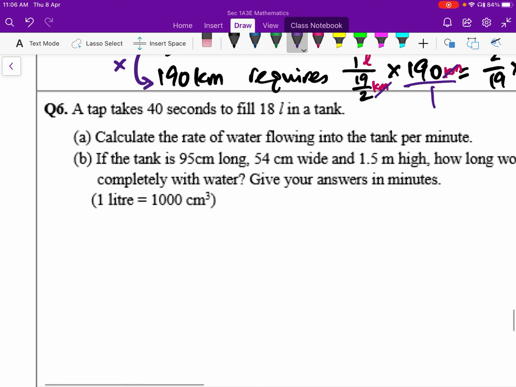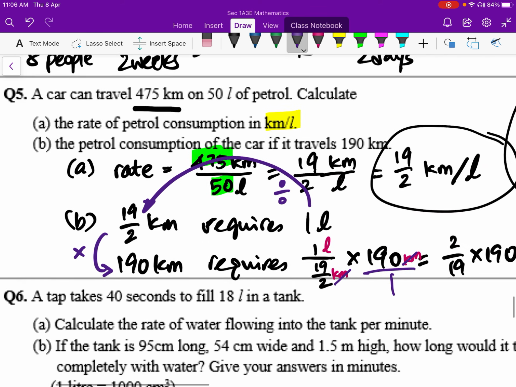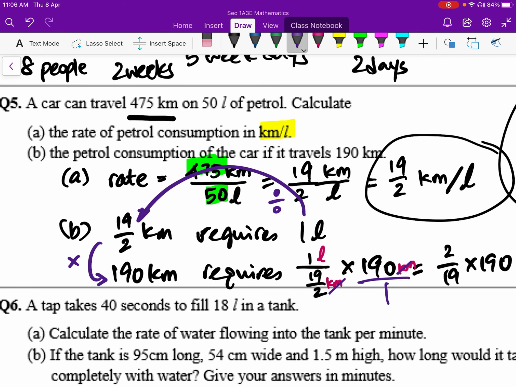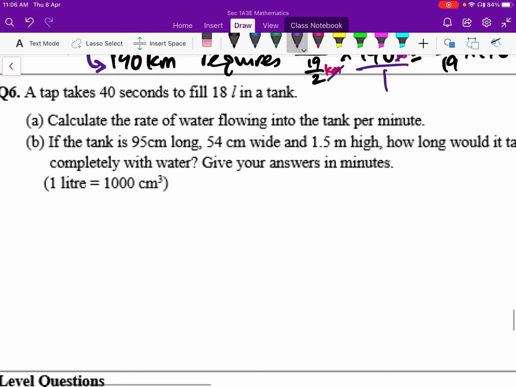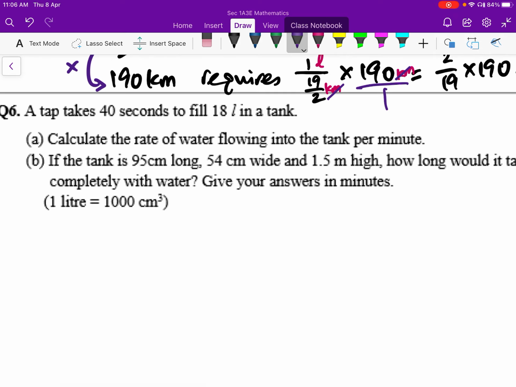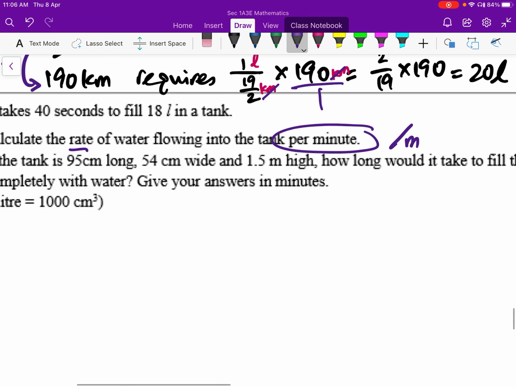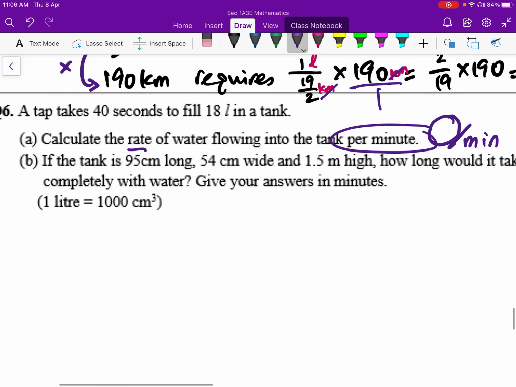Now question 6. But before I carry on, any questions over here? Kind of like your primary school work, right? So a tap takes 40 seconds to fill 18 liters in a tank. 40 seconds, 18 liters. Calculate the rate of water flowing in the tank per minute. So rate per minute. Per minute refers to slash minute. Now, what is in the blank over here? What per minute? Water flowing.